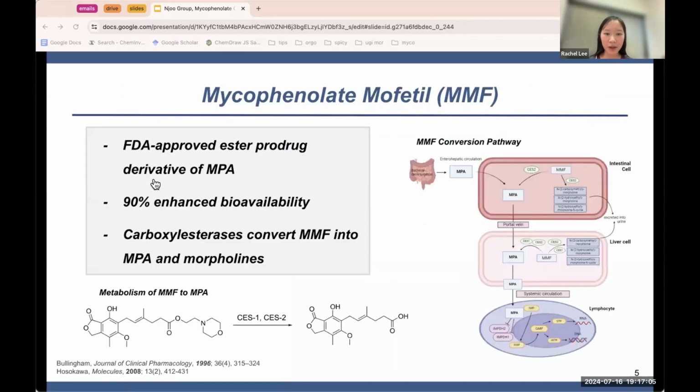This has been applied to MPA in the preparation of mycophenolate mofetil, an FDA-approved ester prodrug derivative made to enhance the bioavailability of MPA by around 90%. When consumed, the mofetil is first converted into MPA and morpholine by carboxylesterase 2 in the intestines, and any remaining mofetil escapes through the portal vein into the liver to be broken down by carboxylesterases 1 and 2.